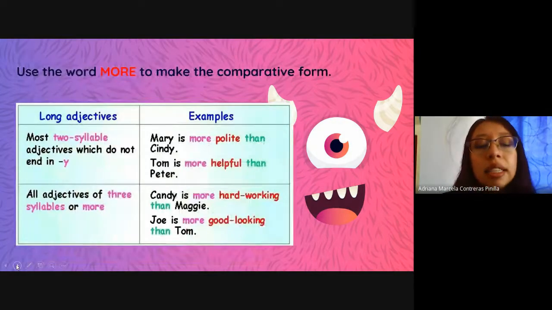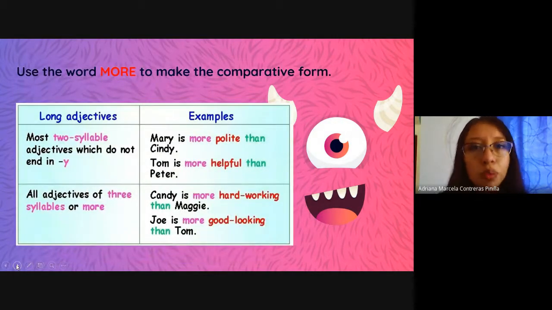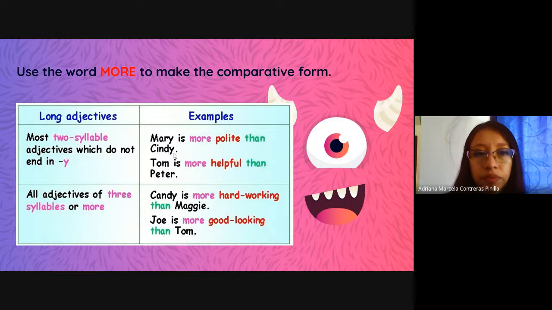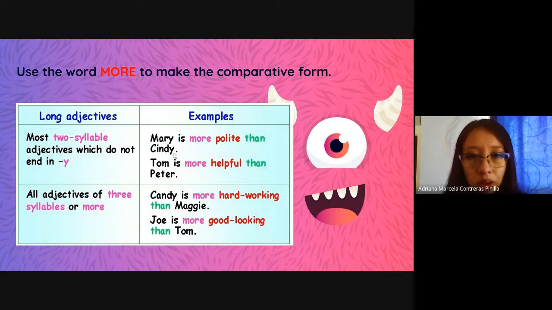In this case, we use the word more to make the comparative form, but with long adjectives. So when we have two or more syllables in adjectives, we write more plus the adjective in the normal way. So for example, Mary is more polite than Cindy. Tom is more helpful than Peter.